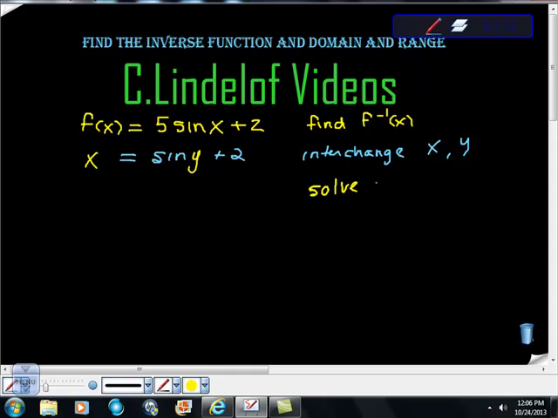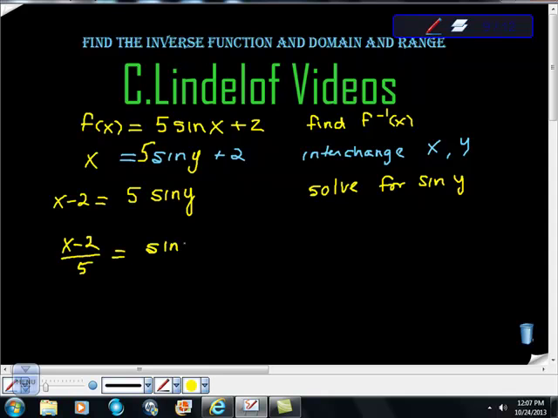I'm going to solve for sine y. Remember I had a 5 here, sorry about that. So there's that 5. What I'm going to do is add negative 2 to both sides, so you get x minus 2 is equal to 5 sine y. Now I'm going to divide both sides by 5. We'll get x minus 2 divided by 5 is equal to sine y.